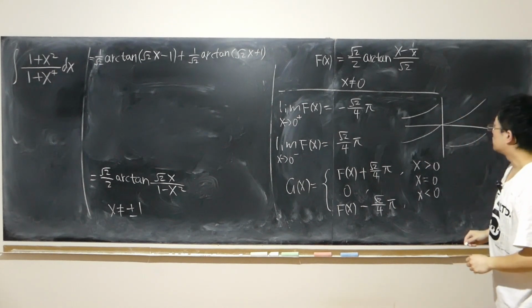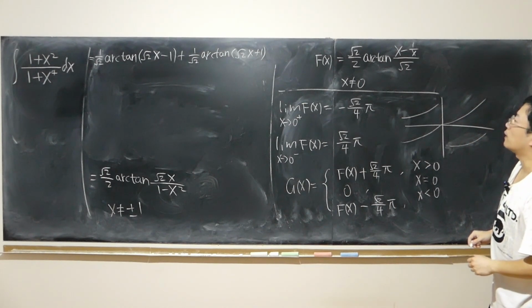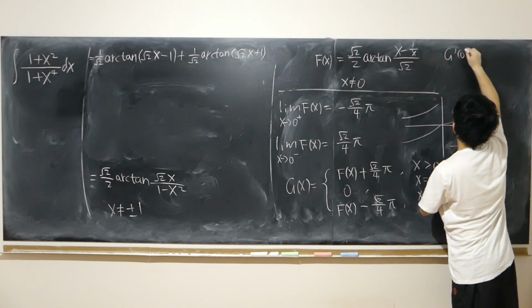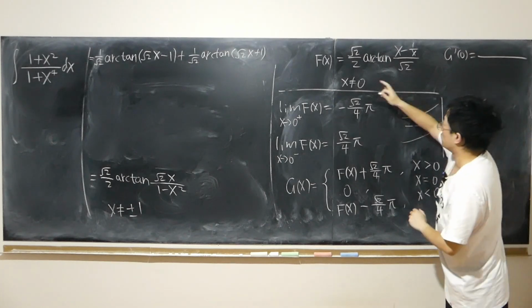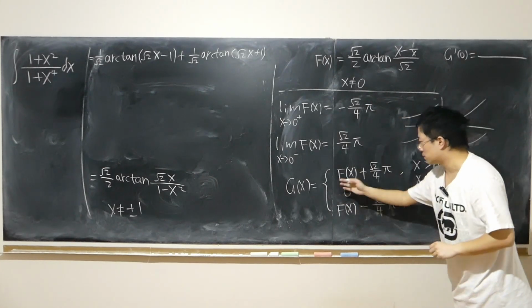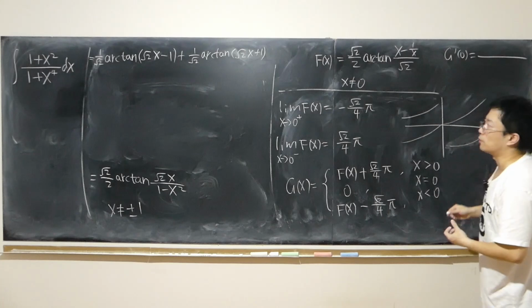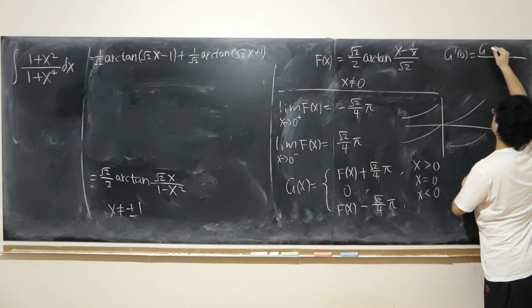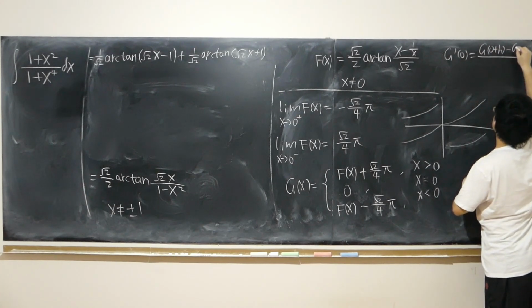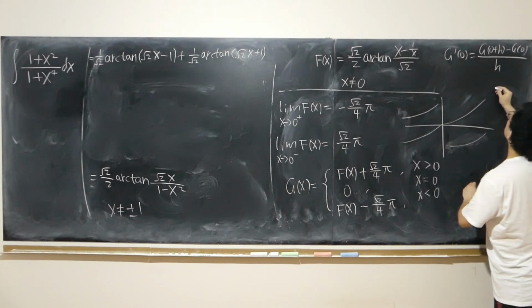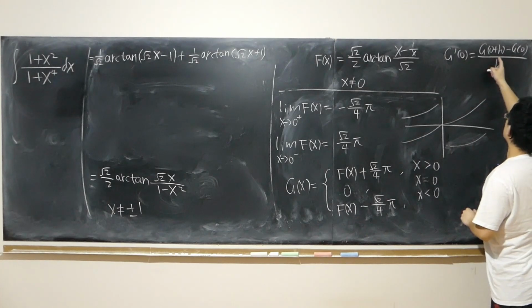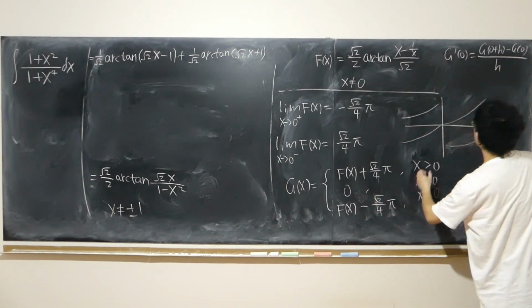Right? So in order to find the derivative at 0, g prime of 0, we cannot use this because it has no definition at 0, right? But this does. So we use first principle. g of 0 plus h minus g of 0 over h, h approaches 0. And since g of 0 is 0, this is g of h over h.